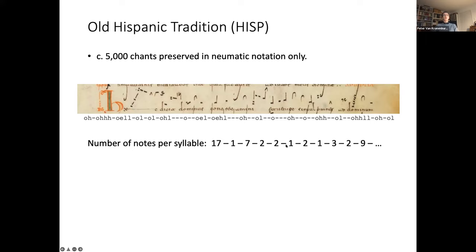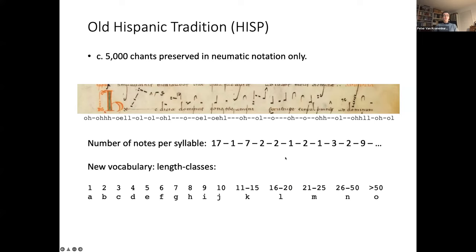Something we do know in this tradition is the number of notes per syllable. So in the first syllable, in this example, there are 17 notes, and then the second syllable is Hake Dicit Dominus, D has one note, Dicit has 7 notes, etc. So that's something we do know in this notation. So we designed a new vocabulary, constructed of classes of syllable lengths.